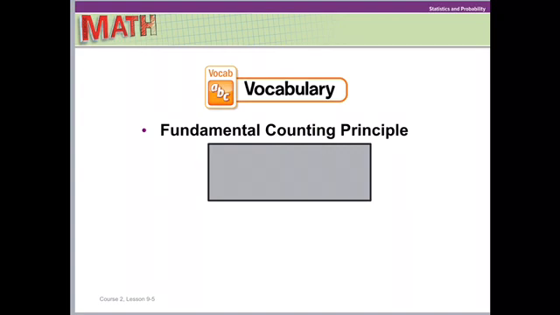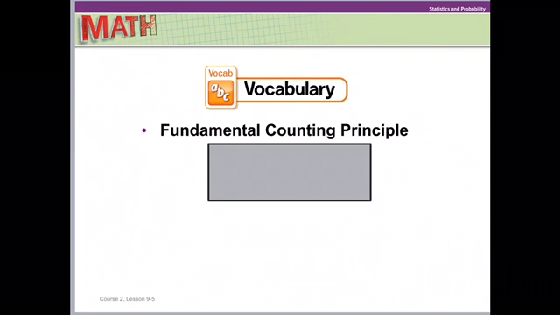And the definition is, if an event M can occur in M ways and is followed by an event N that can occur in N ways, then the event M followed by the event N can occur in M times N ways. So now that's very complicated, but I will explain a little bit better.